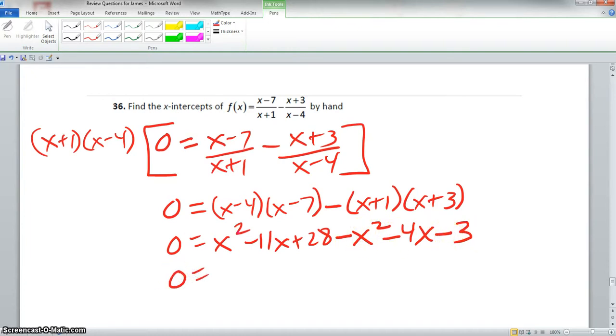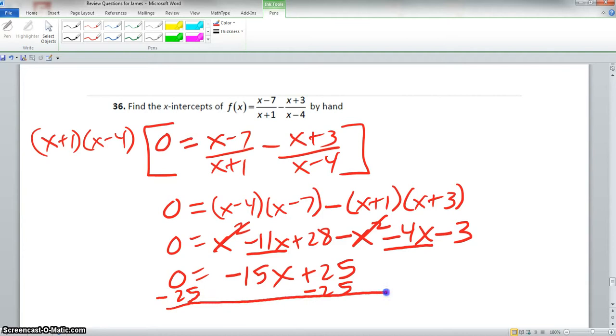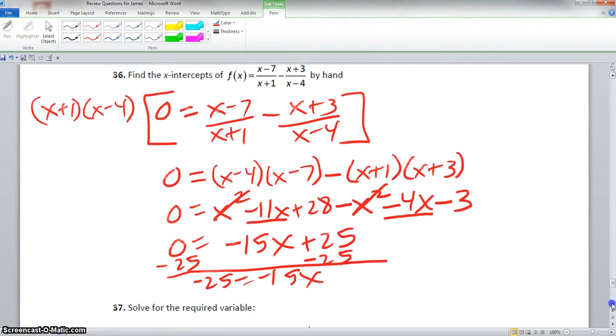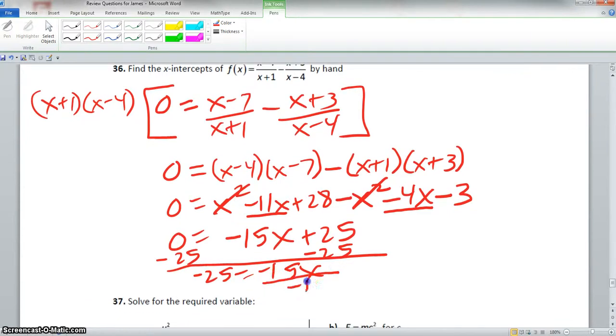Now we combine like terms. These x squares will simplify out. Negative 11x minus 4x. Remember, we look at the sign in front of the values. So this will give us a negative 15x. 28 minus 3 is a positive 25. So we'll subtract 25 on both sides. And we had negative 25 is equal to a negative 15x. Now, we would divide each side by negative 15.